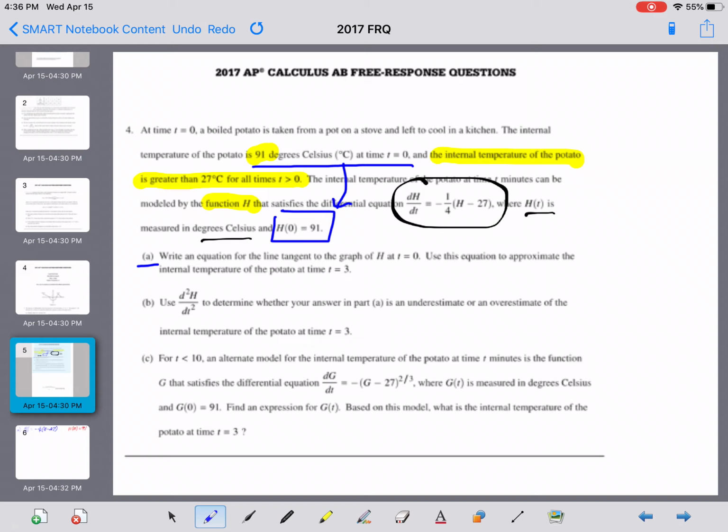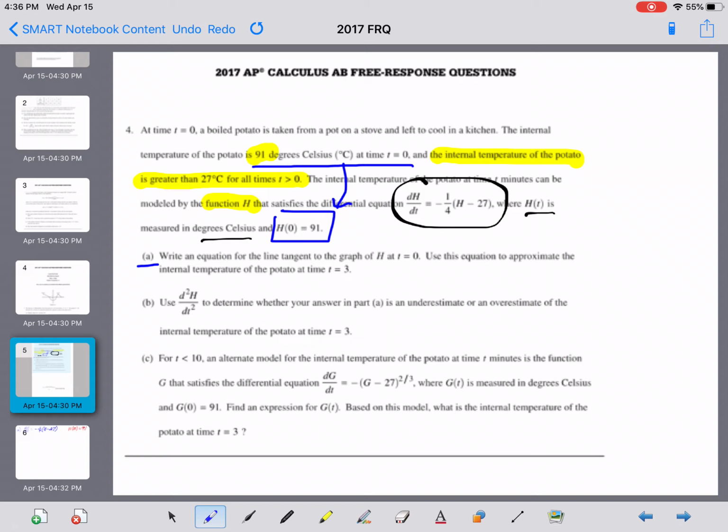Well, the first thing we need to know in order to come up with the equation of a tangent line is our point of tangency, and they were kind enough to give us that right over here, guys. We know that when t is equal to 0, our h, our temperature, I guess that stands for heat, is 91. So that right there is the point of tangency. The other thing we need, though, is the slope of the tangent. And the slope of the tangent, hopefully we understand this one, comes from evaluating our derivative right here.